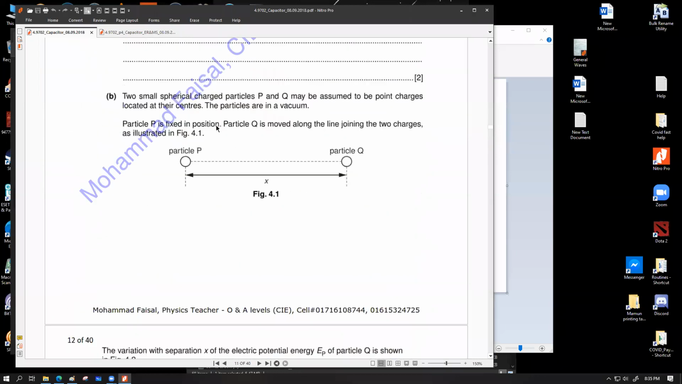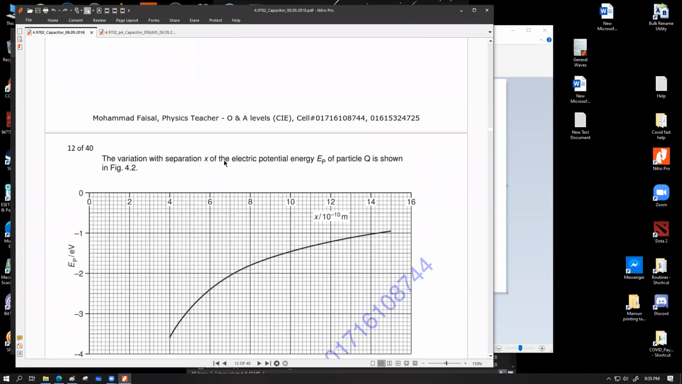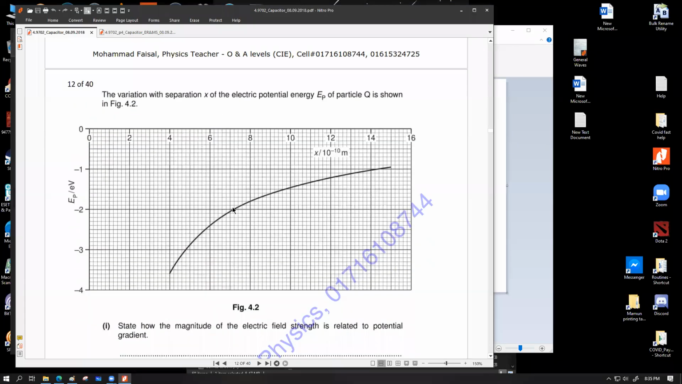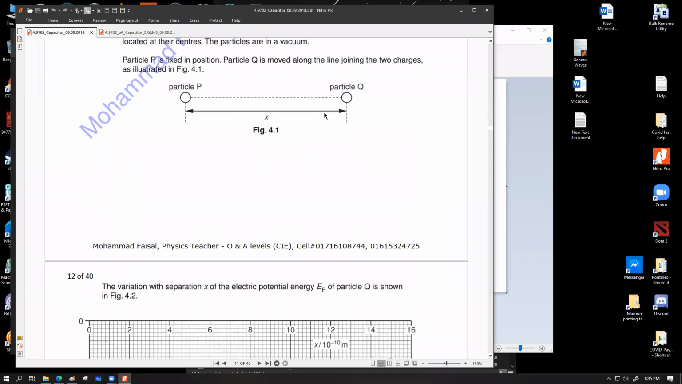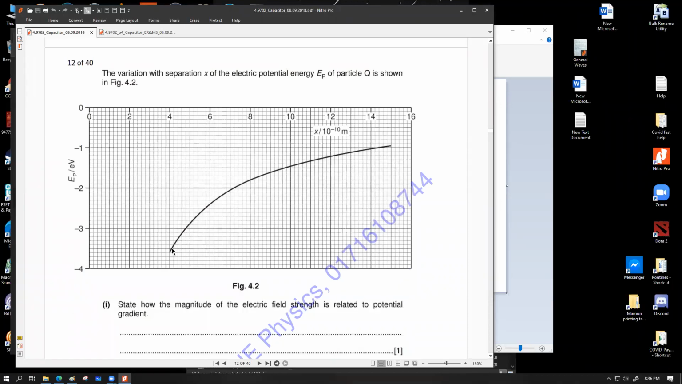What we notice here is this is the particle P and particle Q. The variation of separation X of potential energy, this is not voltage, this is not charge, this is potential energy of particle Q shown in figure 4.2. So what does this line essentially mean? You can see that whenever these two particles are apart from each other for different distances, when X is varied, this is the amount of potential energy stored within themselves.